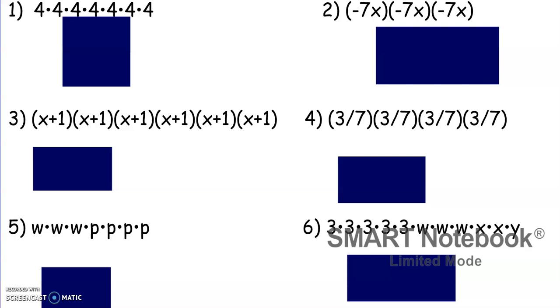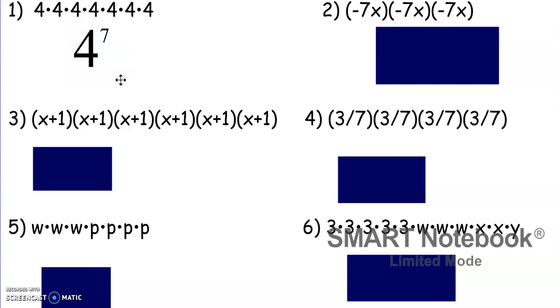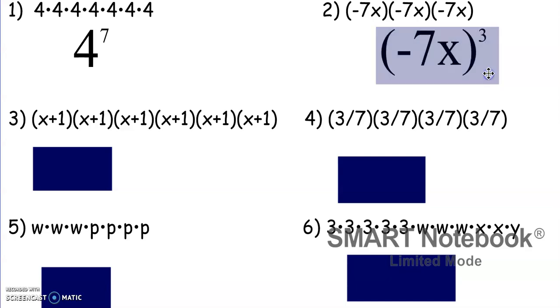All right, again, if you're listening to my voice, that means you are ready to check your answers. So the first problem, I see I have the base of 4 written 7 times. It's going to be 4 to the 7th power. Number 2, we have the base of negative 7x written 3 times, and again, this is all using multiplication in between them. So it's going to be the quantity negative 7x raised to the 3rd power. Notice we need to include the negative sign. It's very important that we include this negative sign because it's negative 7x times negative 7x times negative 7x.